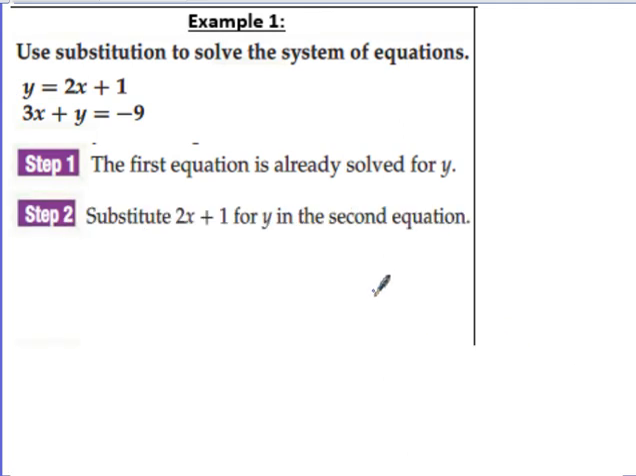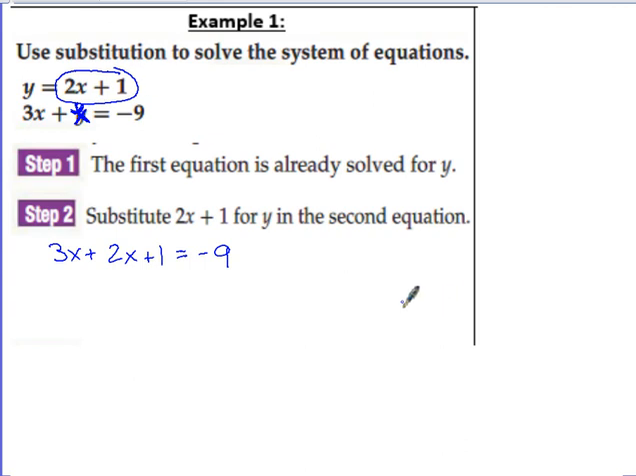And remember, step 2 said we were going to substitute that expression into the equation. So what I'm going to do, I'm going to take whatever's on the other side of the equal sign. So in this case, 2x plus 1. Alright, and I'm going to put it in place of the y because this is equal to y. So I'm going to put it in place of the y in my second equation. So now instead of y, I'm going to have 3x plus 2x plus 1, and that's going to be equal to negative 9. So I took the second equation, alright, and I replaced the y with this up here from the first equation.